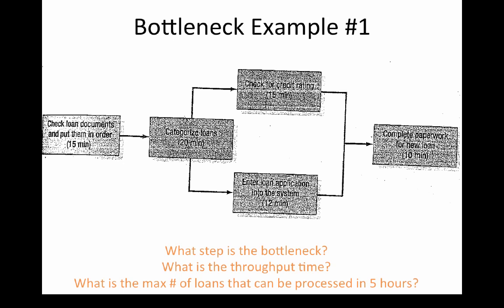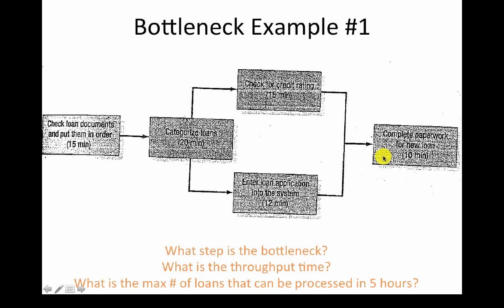Now, if I want to look at the throughput time, what do I do when I calculate the throughput time? You take the sum of all the process steps, all the waiting. So here, I take this 15 minutes, I add in 20 minutes, and now instead of taking both of these, because both are going on at the same time, I just take the longer of the 2. So I take this check for credit rating, and then I add in this here. So what is your throughput time? Well, in this example, your throughput time is 60 minutes, because you'd have the 15 here plus the 20 plus 15 plus 10.